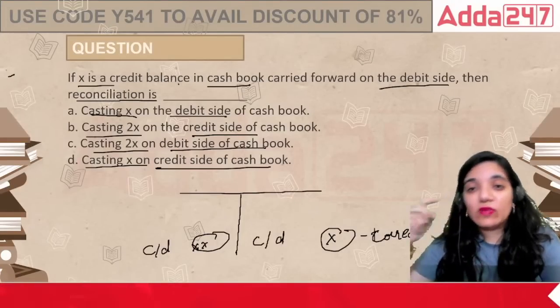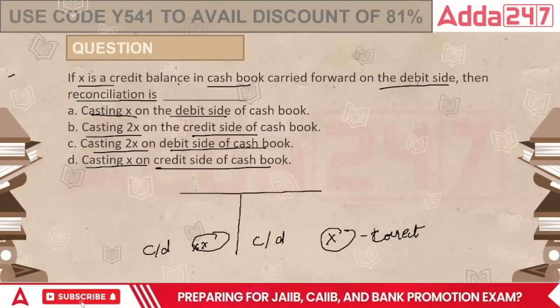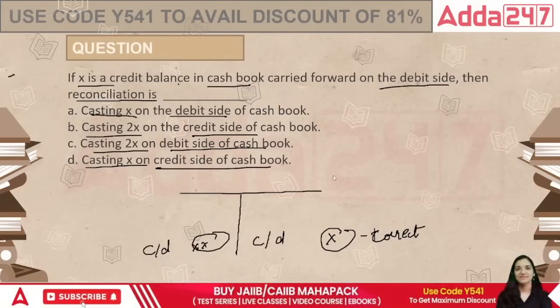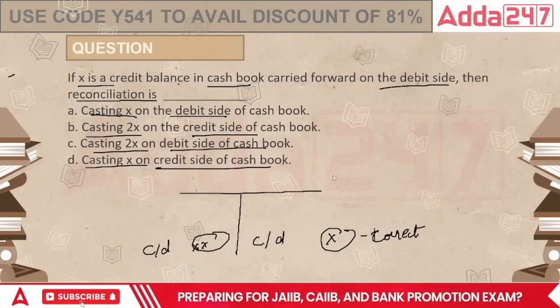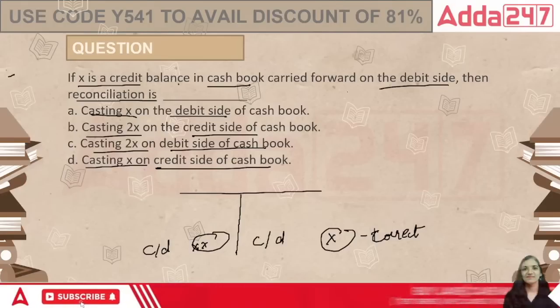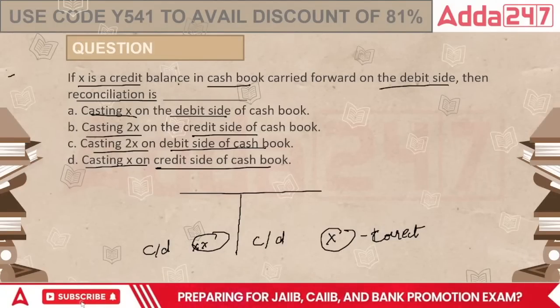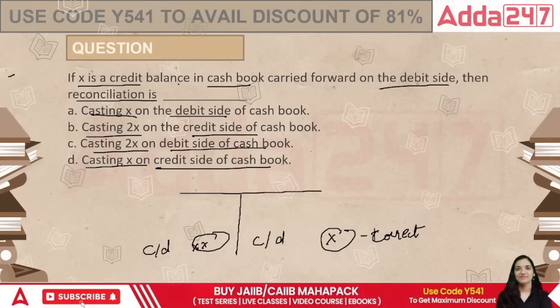So what should we do? In order to understand what we can do, the answer could be what exactly, everyone? This is a simple question, but I would say it has been twisted badly. See, if X is a credit balance in the cash book carried forward on the debit side, then in terms of reconciliation, what are we going to do?